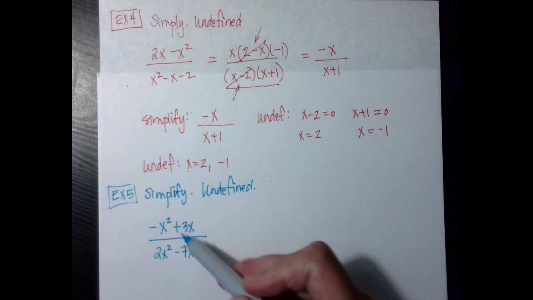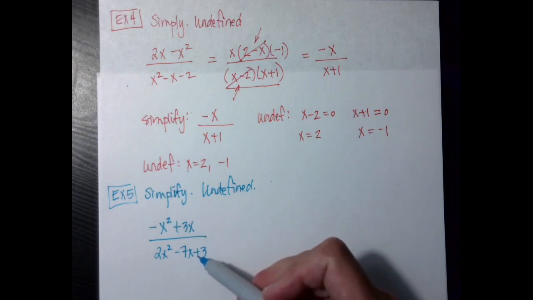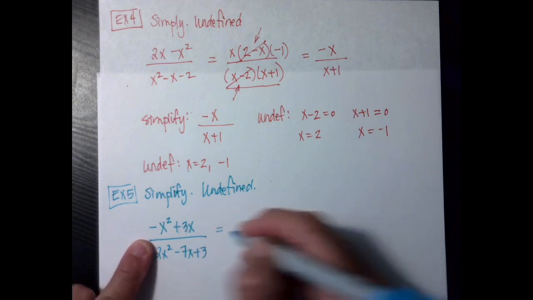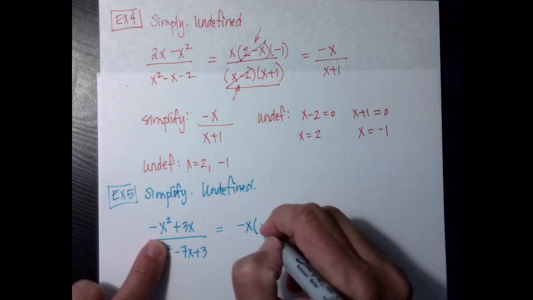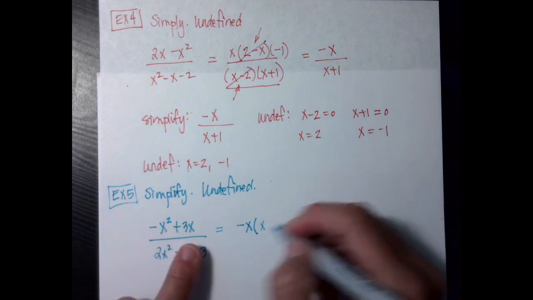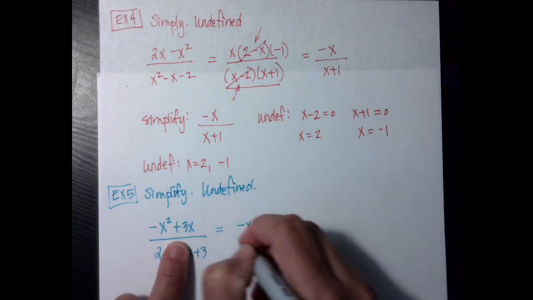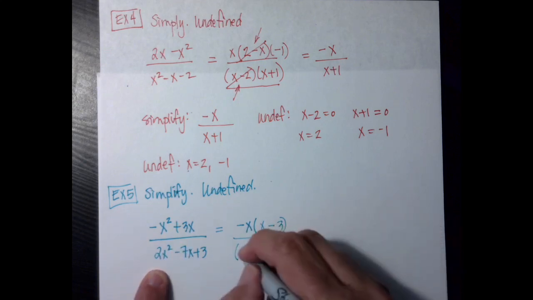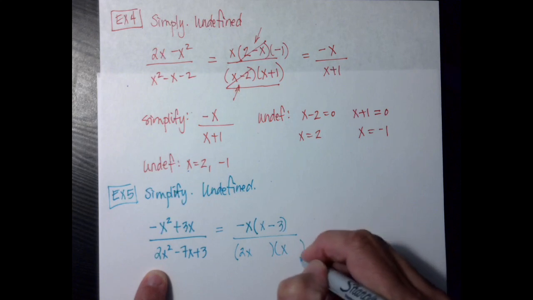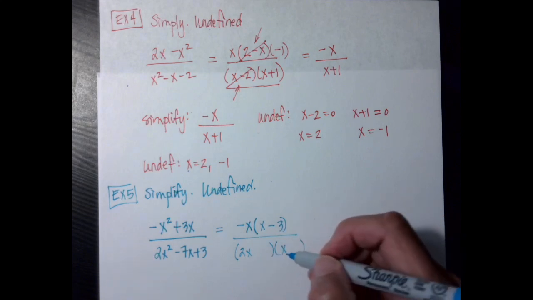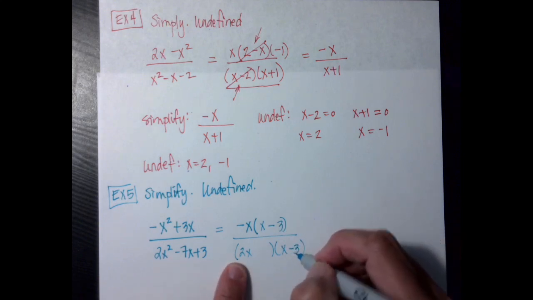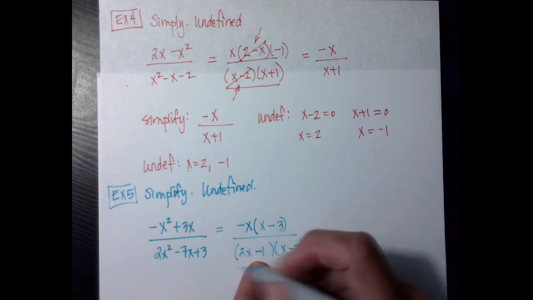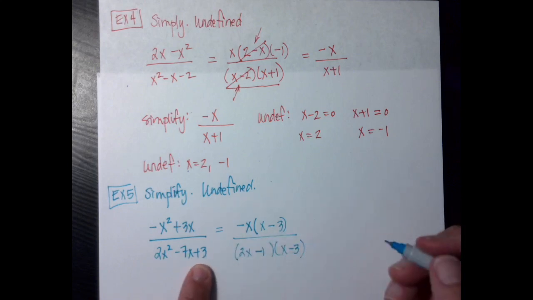All right, my terms are separated by pluses and minuses, so I can't reduce, I can't do any simplifying because I have to factor first. In the top, I'm going to take out a negative x, and a negative x squared divided by a negative x is a positive x, and 3x divided by a negative x is a negative 3. Down here, I'm going to start with a 2x and an x, because 2 times 1 is 2x squared. I need a 7 in the middle, so I'm going to put a negative 3 out here. This is a negative 6x minus 1x is a negative 7x, and 3 times 1 is 3.